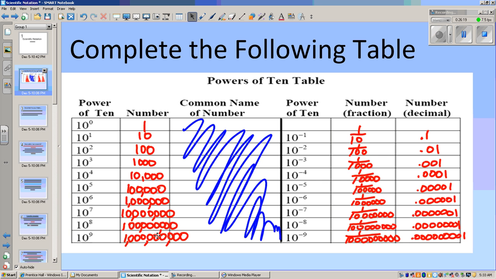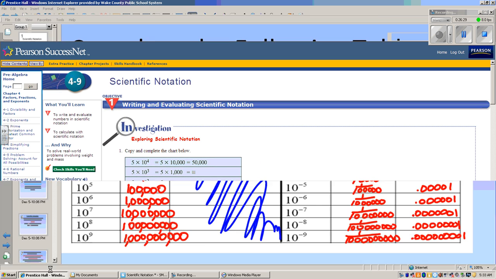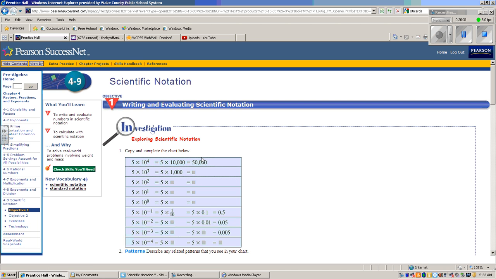Okay, so in front of you, you should have your textbook. Go ahead and open up to page 215 according to your packet. Page 215 should look something like this.